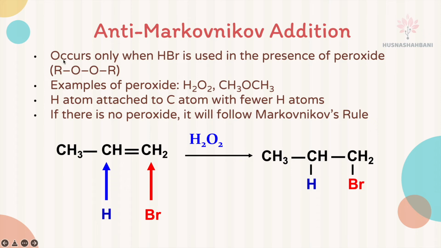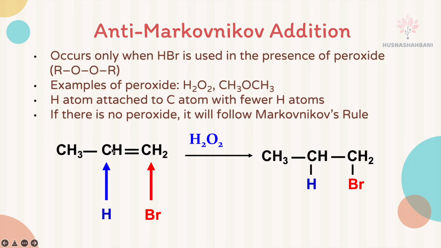Anti-Markovnikov's addition occurs only when HBr is used in the presence of peroxide. H2O2 is an example of peroxide. CH3OCH3 is also an example of peroxide. When HBr is added to the alkene in the presence of any peroxide stated, the hydrogen atom will attach to the carbon which has less hydrogen. If Markovnikov, hydrogen will attach to the carbon with more hydrogen.